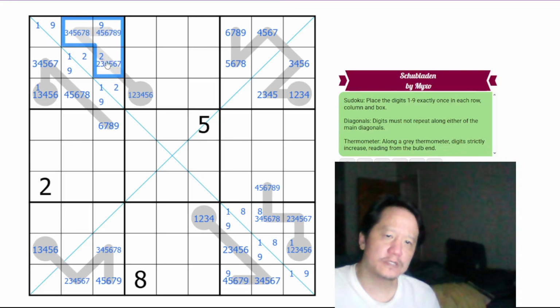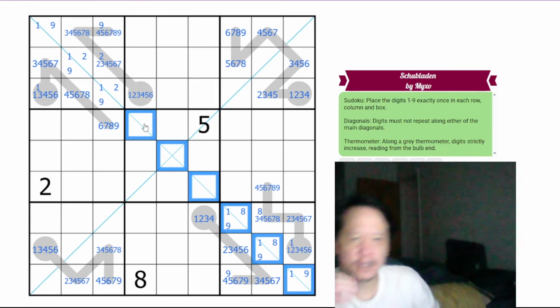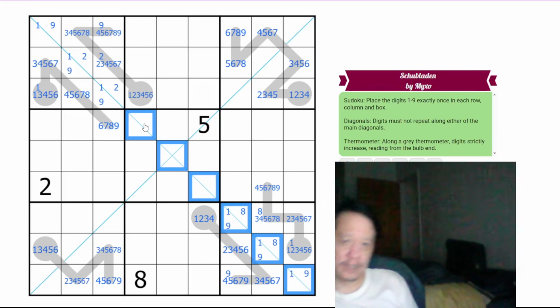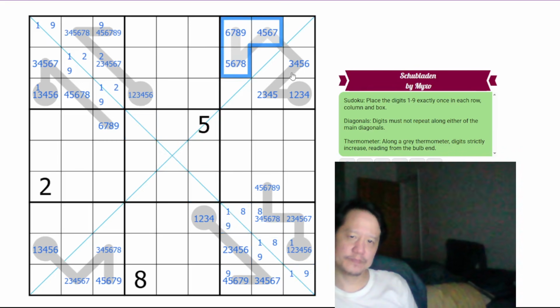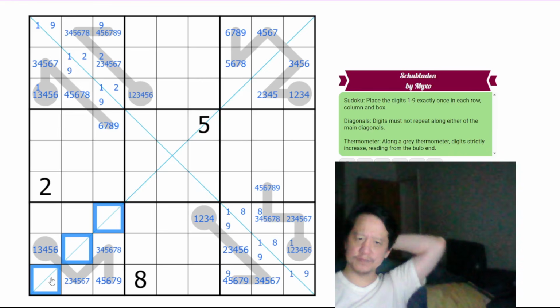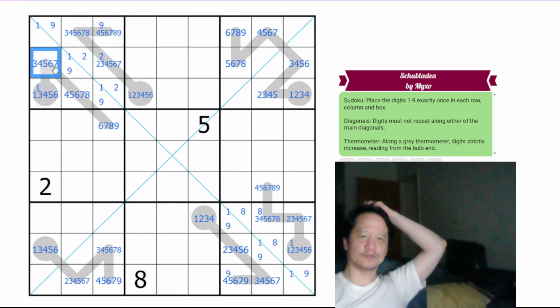So these 6 digits must be the remaining 6 digits on this diagonal. Does that tell us anything? I don't really know. Same with these. This is the only one that's different. So I think we have to use these constraints somehow.